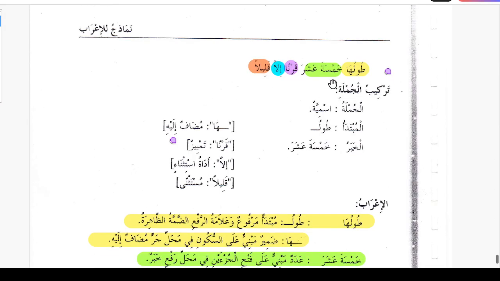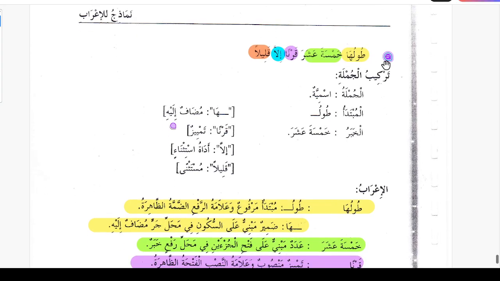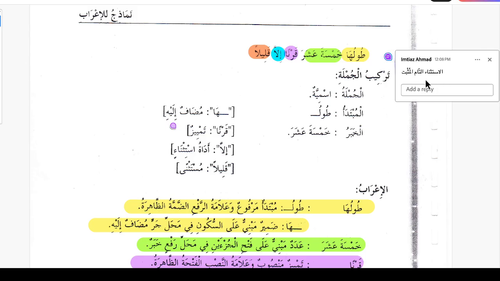So tuluha khamsata ashara karnan illa qalilan. So what type of sentence is this? We studied this, al istisna'u at-tamul musbatu. So this is the complete istisna, has the 3 parts. Tulu is the first part, the whole, is khamsata ashara karnan, and illa is the tool for exception, and qalilan is the mustasna. So mustasna minhu and mustasna.